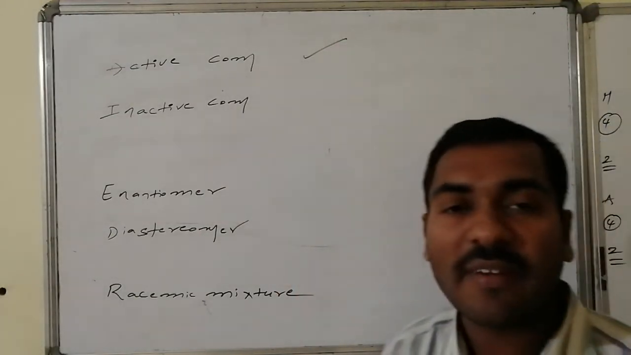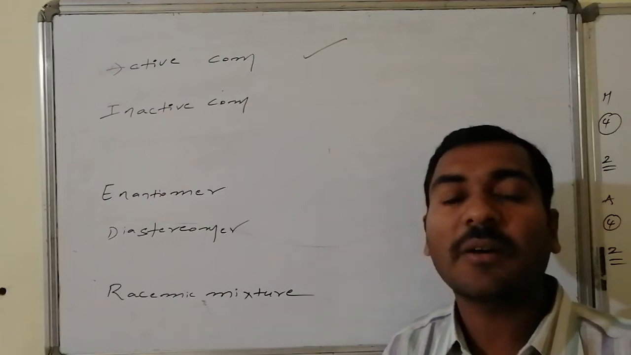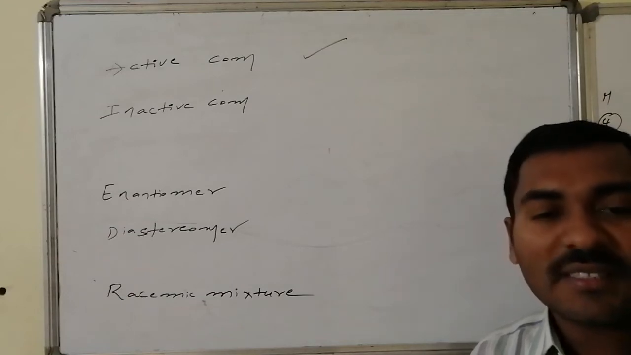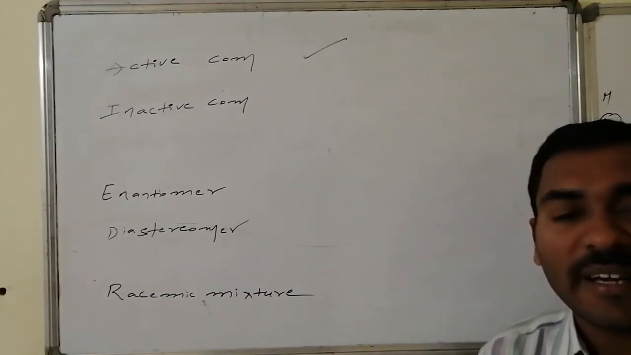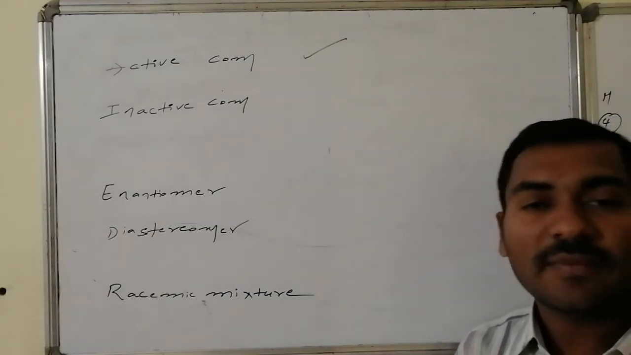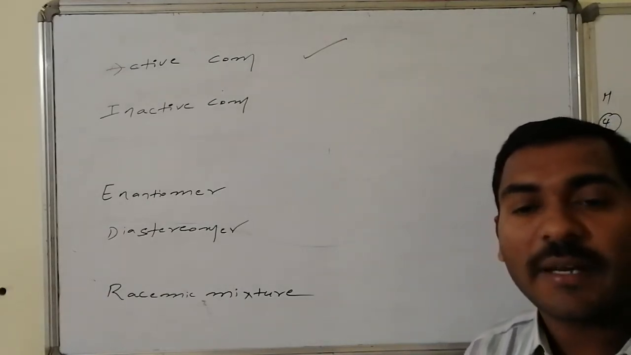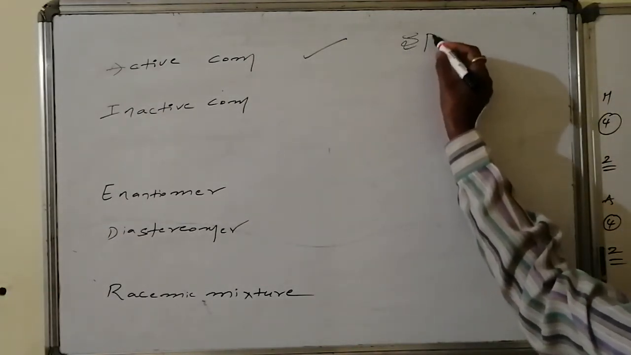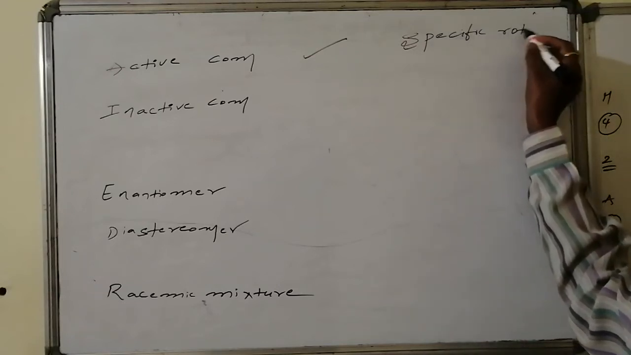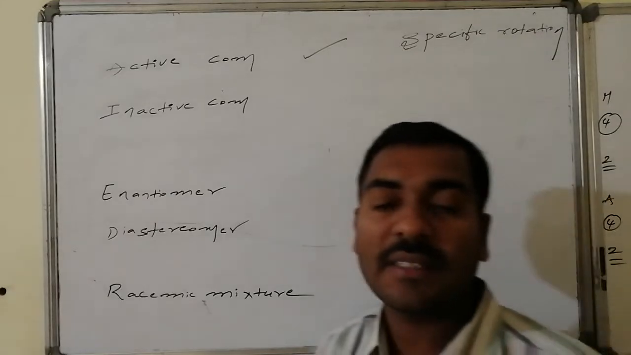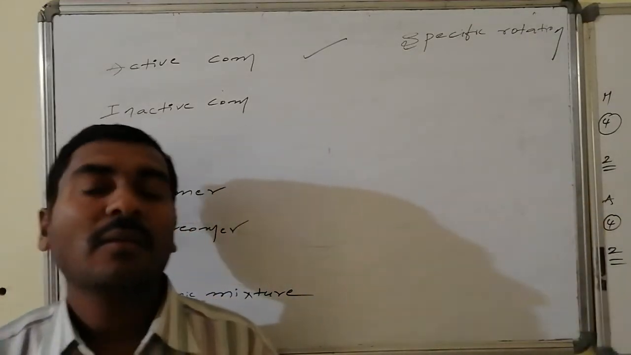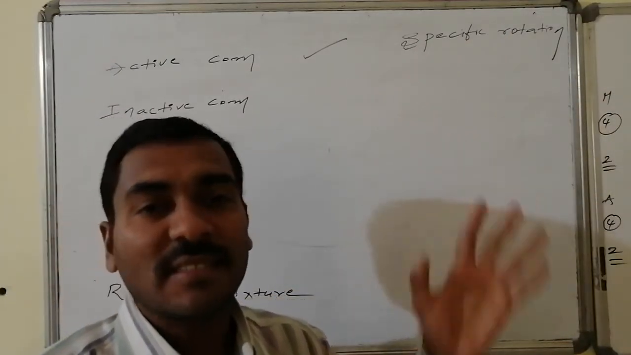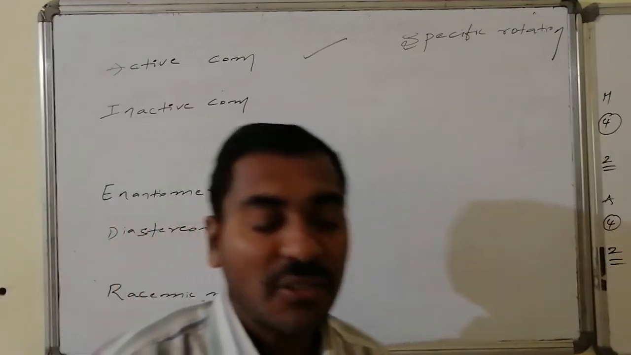Whatever rotational value comes as a result of keeping the compound in the polarimeter is the corresponding optical rotation value. When that optical rotation angle is made constant under specific conditions, that is 1 decimeter path length and a concentration of 1 gram per 1 ml solution, that is said to be what? Specific rotation. Specific rotation is constant if I maintain the same plane polarized light as well as the same temperature. Under specific conditions the rotational value is constant, hence it is said to be specific rotation.